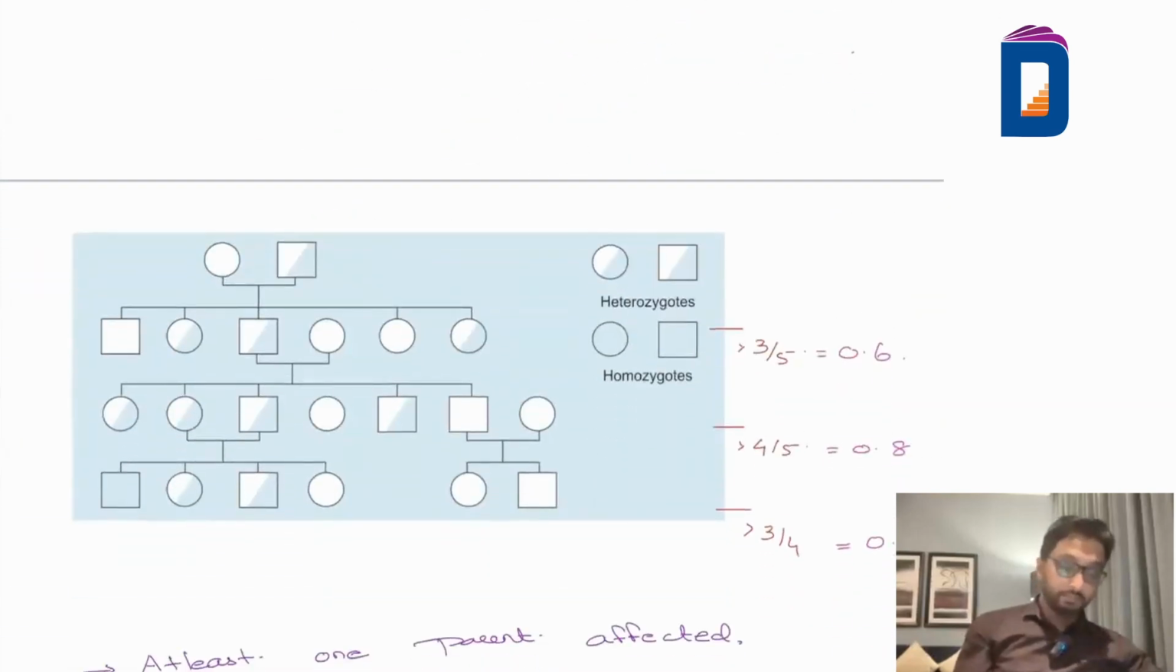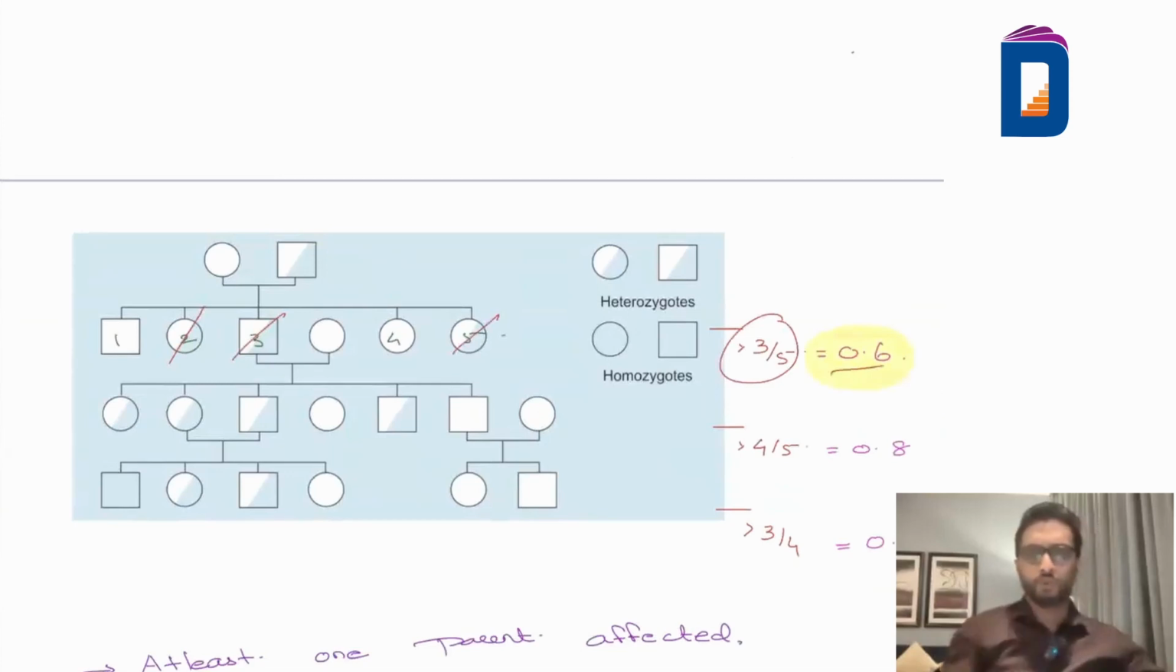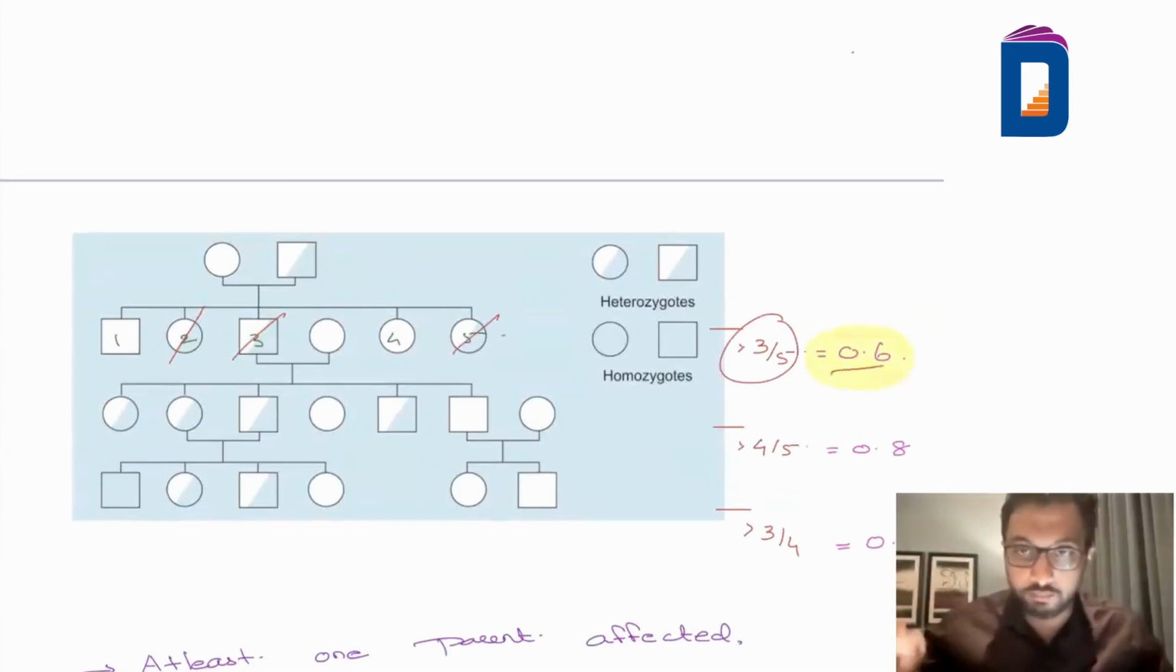So let's see offsprings irrespective of male or female. In the first generation, how many offsprings are there? 1, 2, 3, 4, 5. 5 offsprings are there, of which how many are affected? 1, 2, 3. 3 by 5, which is 0.6, which is more than 0.5. Half, more than half, isn't it?